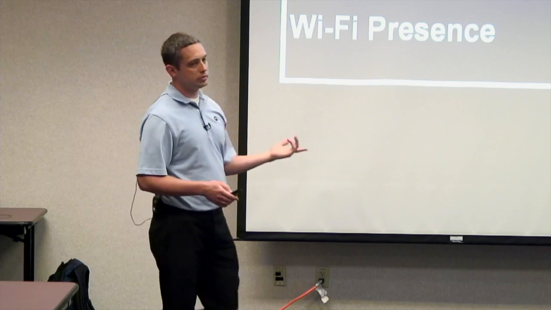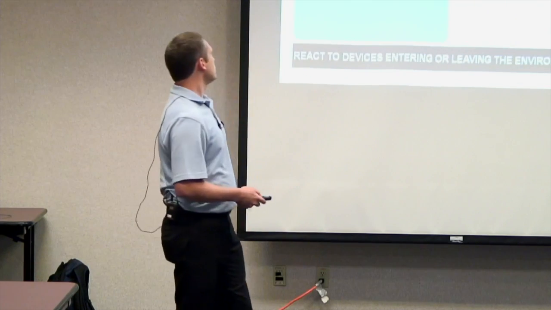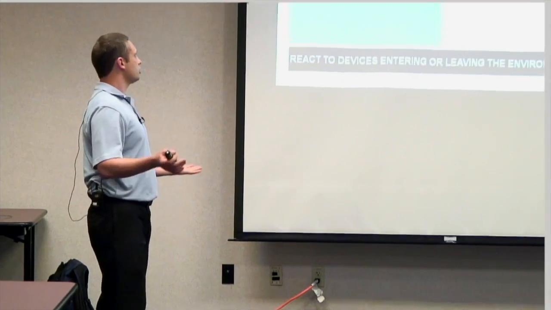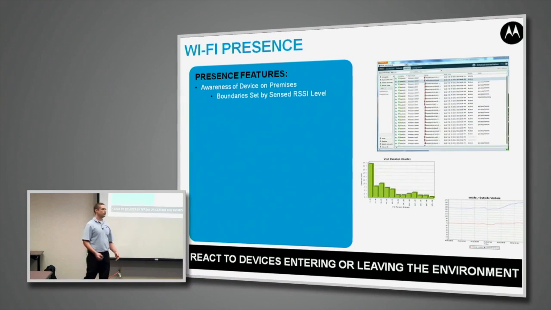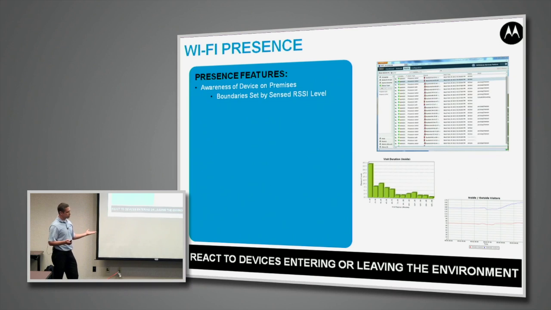The first piece I'm going to talk about in detail is presence. Presence is basically the awareness of a device in the environment. And if you know the AirDefense platform, that's basically what it does. That's its inherent ability. It's a Wi-Fi IPS appliance is what it originally was designed for. So we do presence detection. It's based on RSSI boundaries. We have multiple boundaries in there, and I'll explain that in a minute.